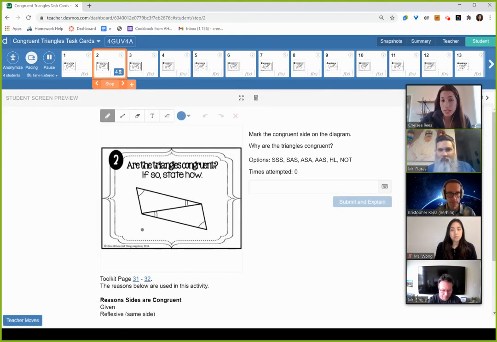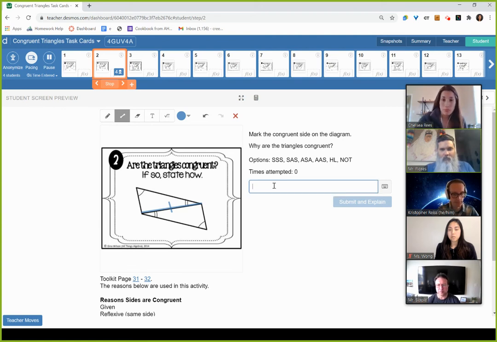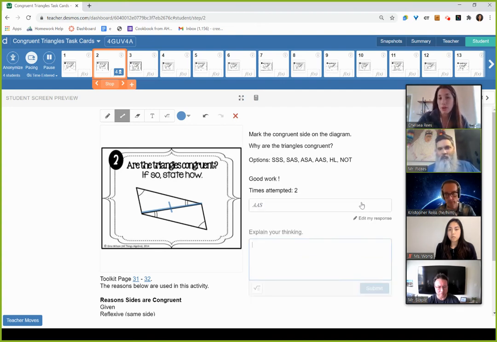So what I might be asking students to do in this slide is use the sketchpad to figure out and mark other additional items that would be congruent in these triangles. So I would say, okay, well, this side in both triangles is the same exact side. I'm going to add a little mark here to show that that side is congruent. And then I'm going to try saying, okay, well, why do I think these triangles are congruent? Well, I might say angle, side, angle, and then I can see, oh, I did not get it right. I attempted it once though. And then I might say, okay, well, it's actually angle, angle, side. And then I would go ahead and submit an explanation for that. So that's on the student end.